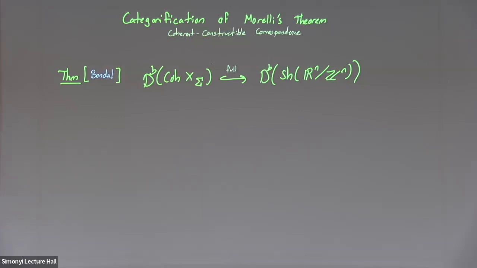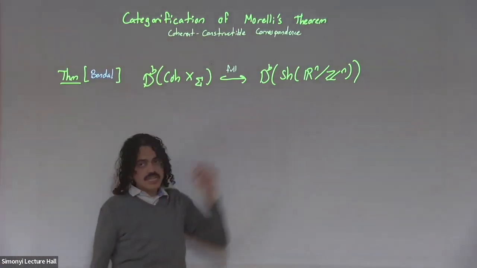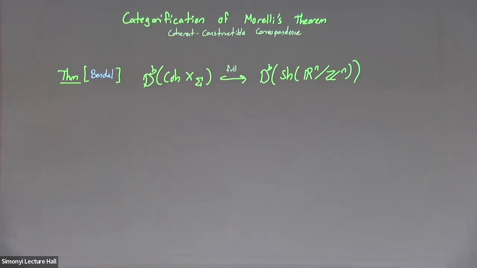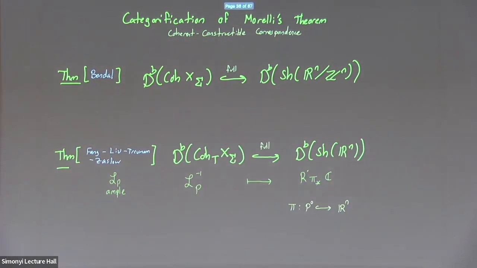And this fits into a general framework that's called the coherent-constructible correspondence. It tells you that the derived category of coherent sheaves can be understood as sheaves on R^n. This is the original version by Bondal. And the equivariant version in a weakened form is the following: you take T-equivariant coherent sheaves and you land on the derived category of sheaves on R^n. Now, I know this looks more opaque than maybe even the derived category.